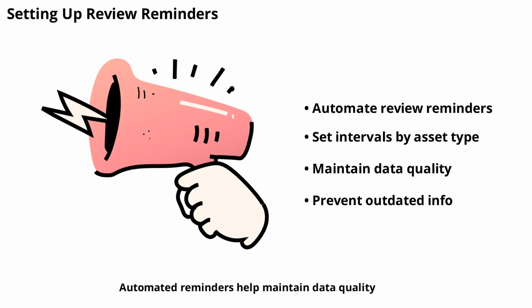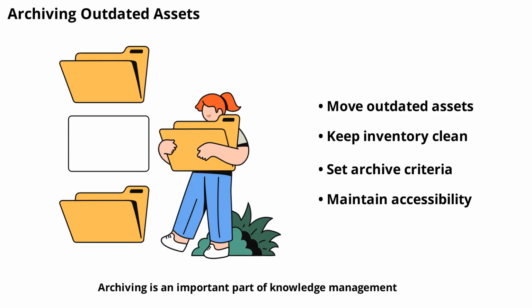Automated reminders help maintain data quality and ensure nothing falls through the cracks. Next, we'll look at archiving outdated knowledge assets. Archiving is an important part of knowledge management. Move outdated or irrelevant knowledge assets to an archive category where they remain accessible but don't clutter active inventories. Set clear criteria for what should be archived and communicate this to your team. Archiving keeps your inventory focused and efficient.